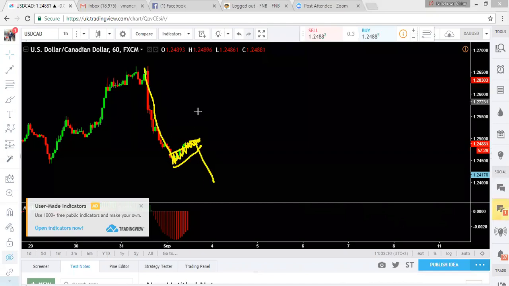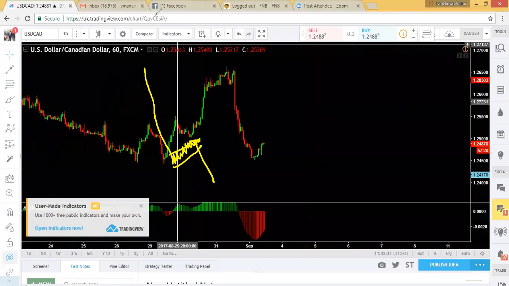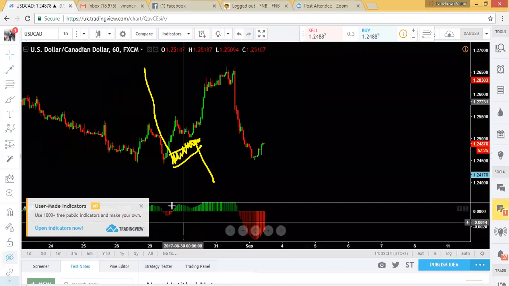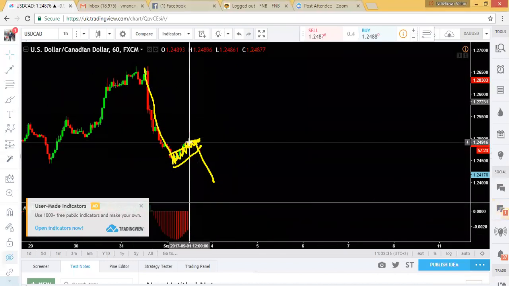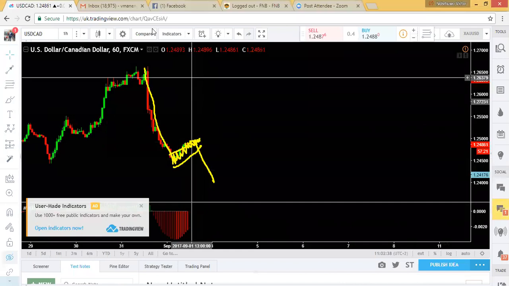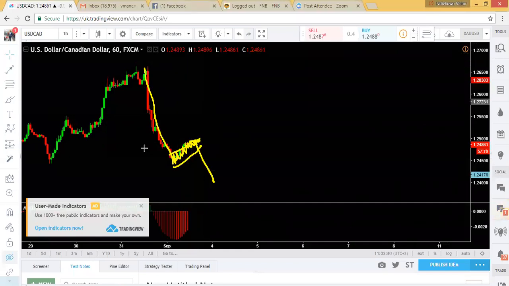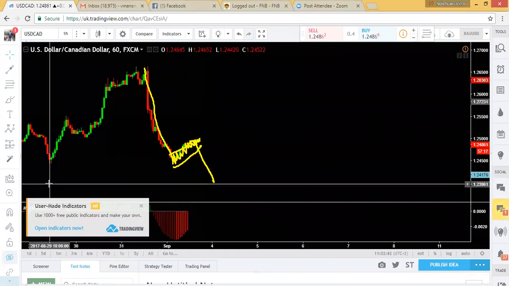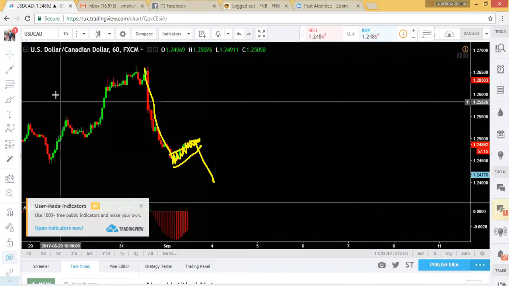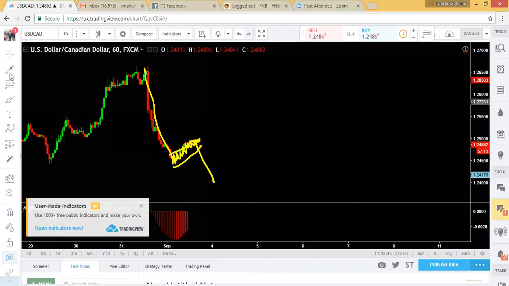But that move, remember, that move is the one that's going to get to that blue line. I just don't have the blue line anymore. It will get to that blue line where we're anticipating that we're going to have a reversal.